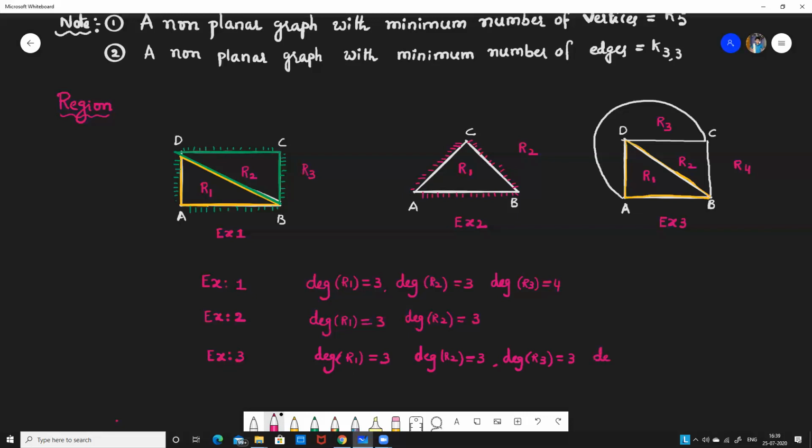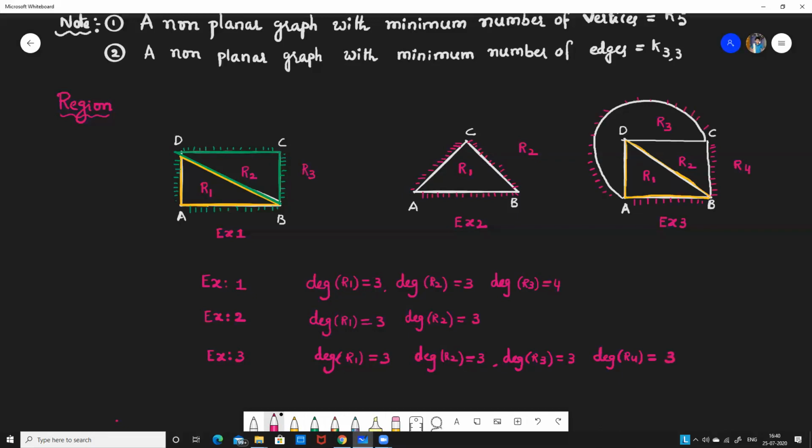Now I want to find degree of R4. How many edges are exposed to R4? Can you count them? Like this is the first edge which is exposed to R4. It is the second edge which is exposed to R4. It is the third edge which is exposed to R4. Therefore, degree of R4 is equal to, obviously here it is only 3. Degree of R4 is equal to 3.